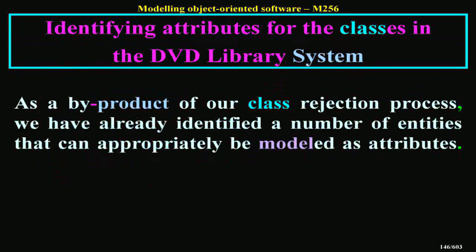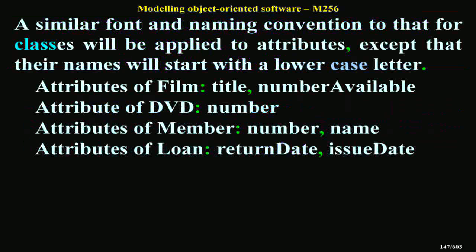Identifying attributes for the classes in the DVD library system. As a byproduct of our class rejection process, we have already identified a number of entities that can appropriately be modeled as attributes. A similar font and naming convention to that for classes will be applied to attributes, except that their names will start with a lowercase letter. Attributes of Film: title, numberAvailable. Attributes of DVD: number. Attributes of Member: number.